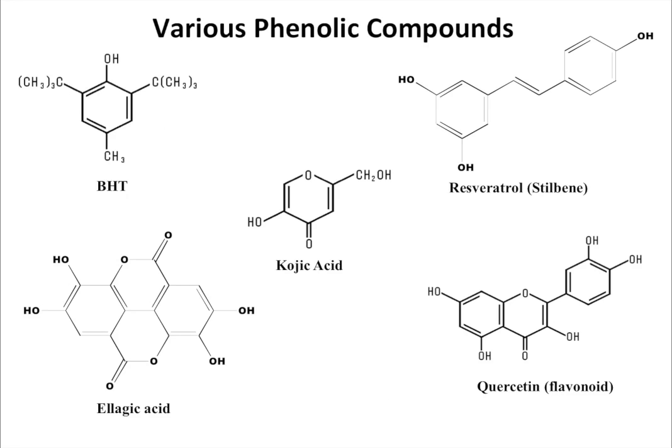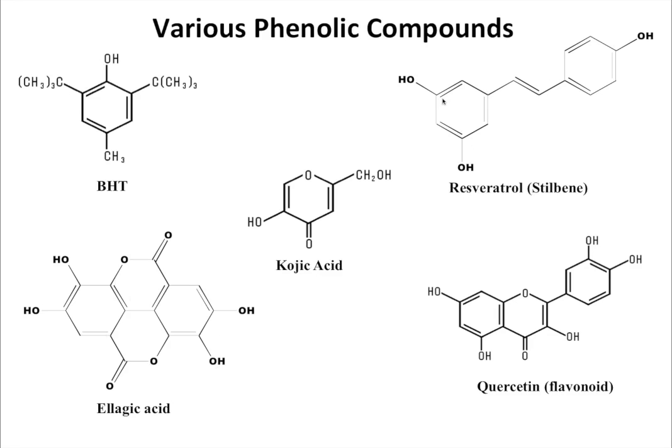In addition to that, we have various other phenolic compounds. We already talked about BHT, or butylated hydroxytoluene. So you have already seen that. Kojic acid, this is actually a skin whitening agent, but it has antioxidant properties as well. You can see it has a hydroxyl group here. Ellagic acid, this is also a skin whitening agent, but it also has hydroxyl groups which provide it with antioxidant properties. This is the structure for resveratrol.